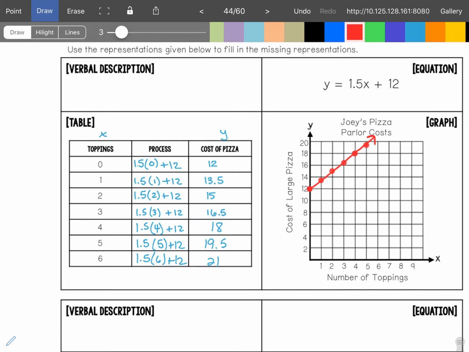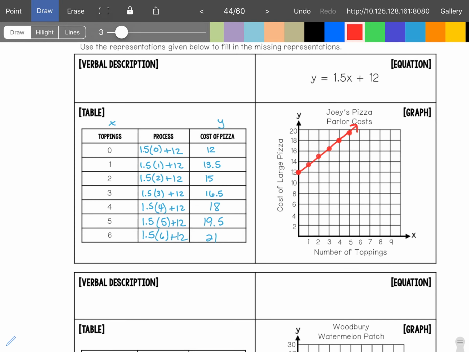Here we go. So if we wanted to write a verbal description here, we know that the pizza is $12 for a large pizza, because if we look at the graph, it says large over here, and that the toppings are $1.50. So we have to write a verbal description. So this, what is the pizza parlor called?